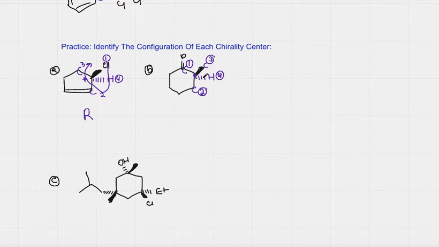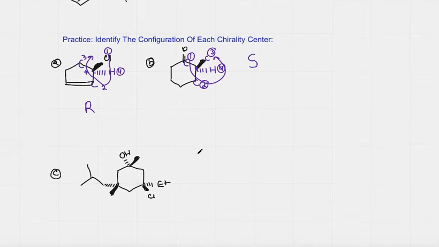Now, I notice that my hydrogen, my lowest group, is going in. It's a dash. So that means my life is much easier. I don't have to do much. I just have to connect my groups. 1, 2, 3, 1, 2, 3. And it looks like it's going in the S direction. This is S because it's going counterclockwise. And let's go ahead and look at part C.